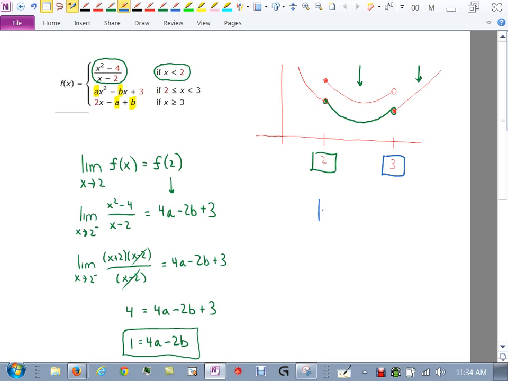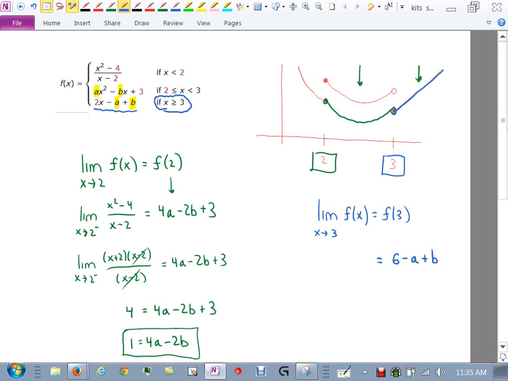So what I need for continuity is the limit as x approaches 3 of our function to be equal to f of 3. Now, we can figure out what our function is at 3 by looking at where it's defined at 3. So here's where it's defined at 3, so I'm going to plug 3 into this. That'll give me the right side over here. So 2 times 3 is 6, so I have 6 minus a plus b.